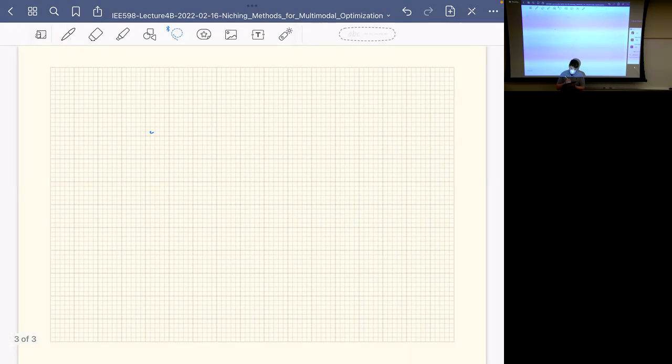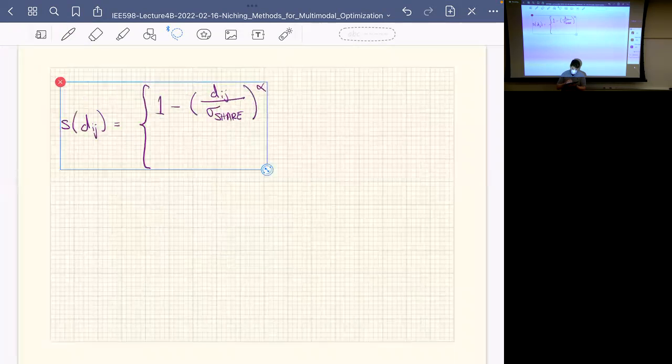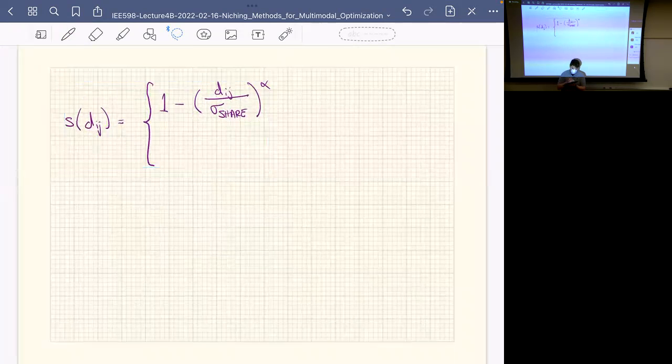Maybe. There we go. All right, so this is continued from previous page.